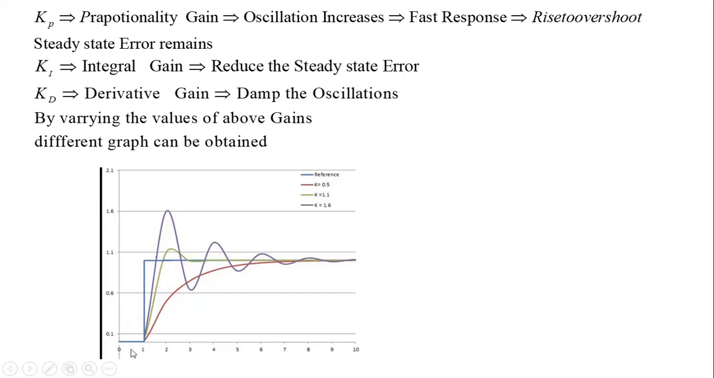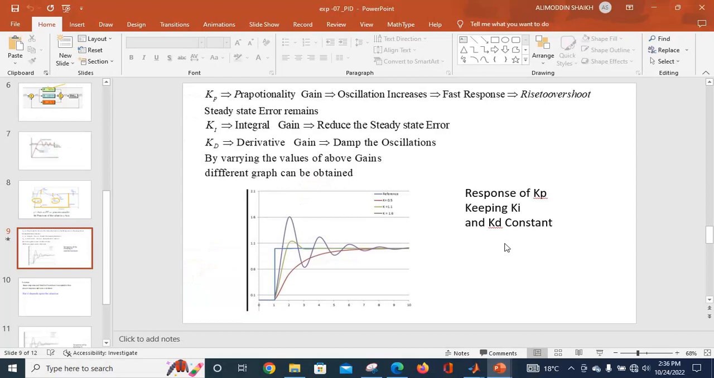Now see, this is the ideal graph. See here, this is the graph you have obtained by changing only Kp. This green color you have obtained by changing Kp and Ki, and this is for Kp, Ki, Kd. Okay, theory is over now.